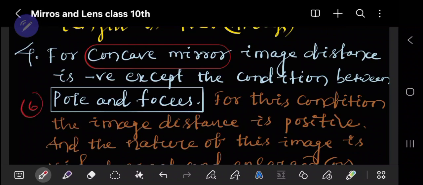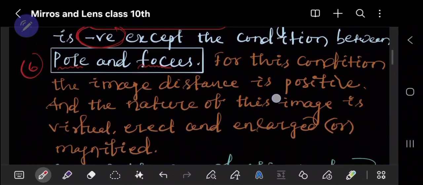If you are keeping the object between the pole and the focus, then the image distance will be positive. Except this condition, if you want to take the remaining 5 conditions, wherever you want to keep the object, no matter, the image distance will always be negative. I hope this is clear.